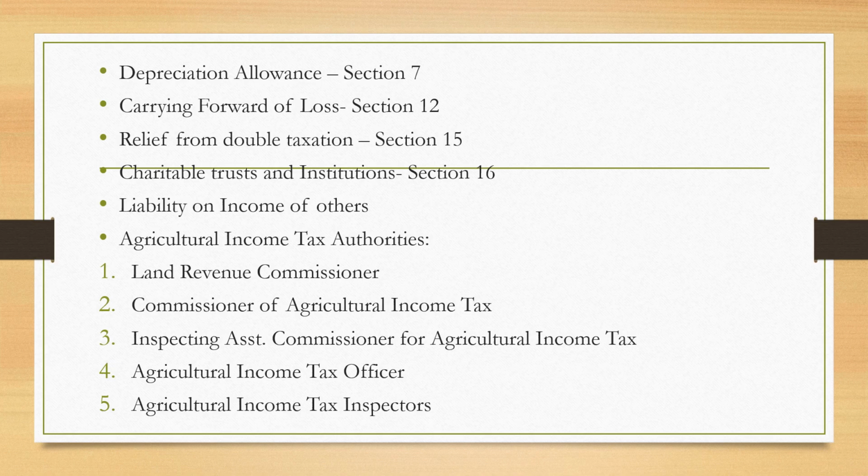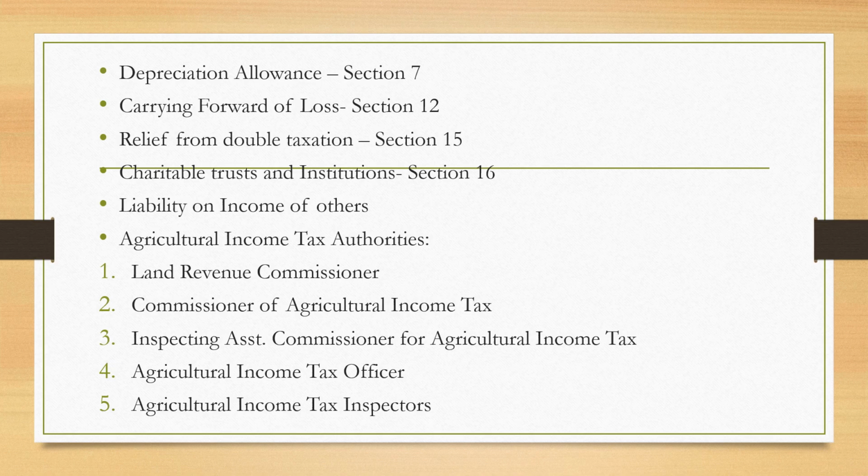Now, we are going to discuss the agricultural tax authorities. So who are the tax authorities under agriculture income tax? There shall be the following classes of agriculture income tax authorities for the purpose of the act, namely the Land Revenue Commissioner, the Commissioner of Agriculture Income Tax, Deputy Commissioners of Agriculture Income Tax, Inspecting Assistant Commissioners of Agriculture Income Tax, then Agriculture Income Tax Officer, and agriculture income tax inspectors. So these are the authorities we have under agriculture income tax.